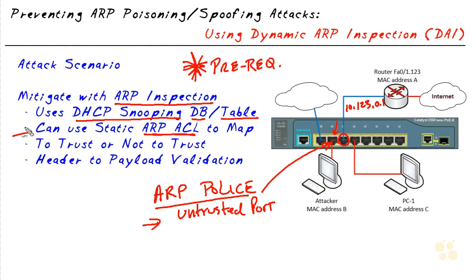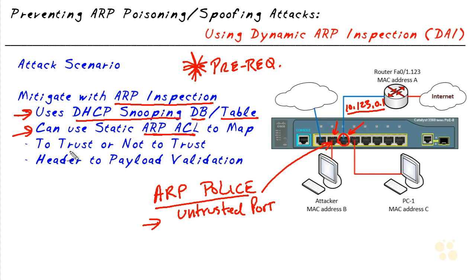So what you and I could do is we could configure an access list that says, hey, the router's IP address of 10.123.0.1 maps to this MAC address, so that when ARP inspection is done on this port, port number 3, it could be successful, because even though the information is not in the DHCP snooping database, it is in our ARP access control list, so it can verify that information from the access control list, even though it's not in the snooping database. So we can mix and match.